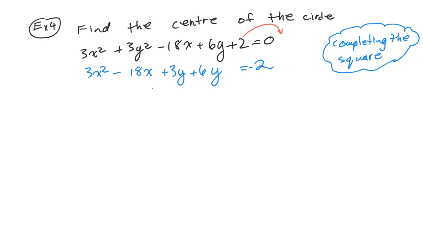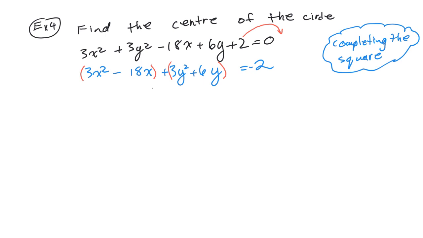So now what you're going to have to do is group these things: everything that is an x and a y. This should be 3y squared here. So now, in order to complete the square, we're going to have to factor out the biggest thing that's in each of those brackets.